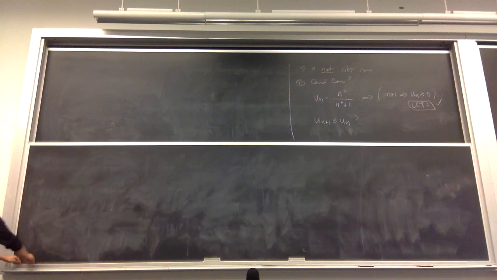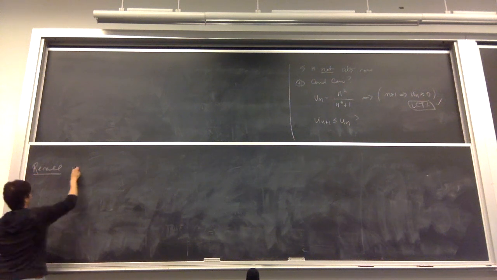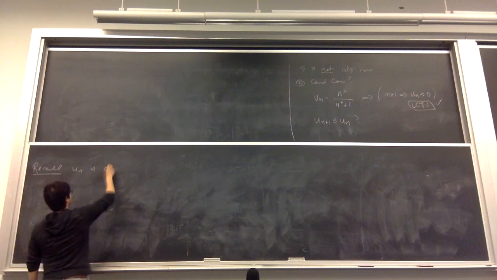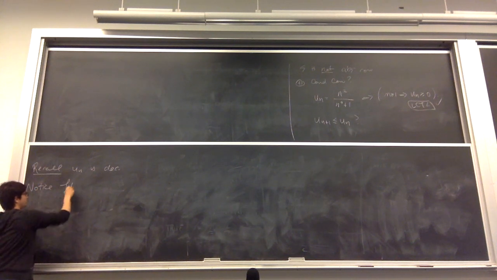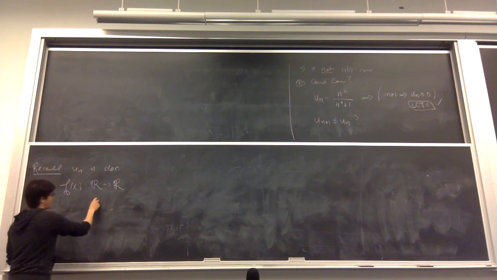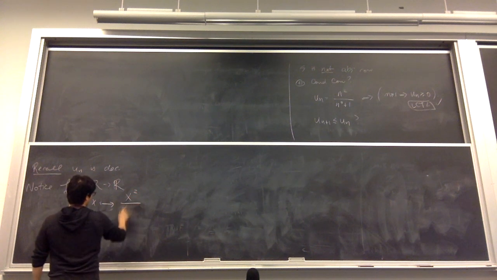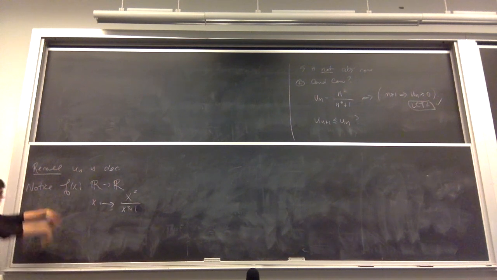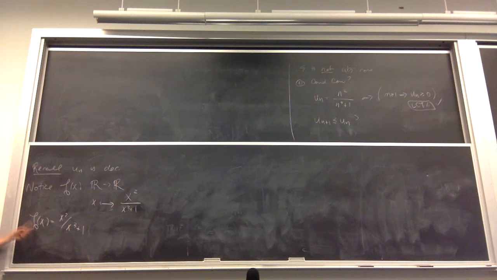What is true about this function? Okay, so we want to show, recall, essentially that u_n is decreasing. So consider this: if I have the real valued function such that x goes to x squared over x cubed plus 1. I just wanted to emphasize that this is a real valued function. So what's true about this f of x?